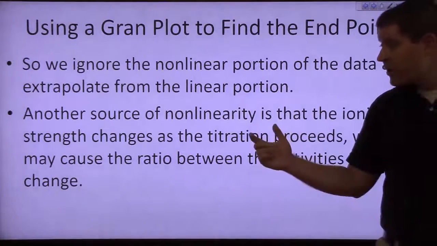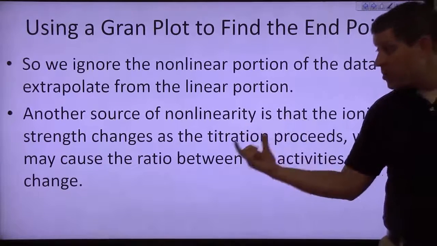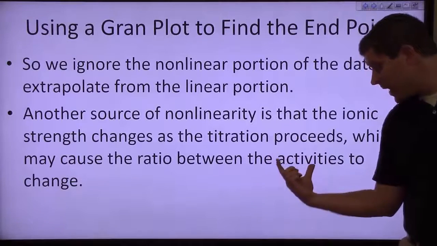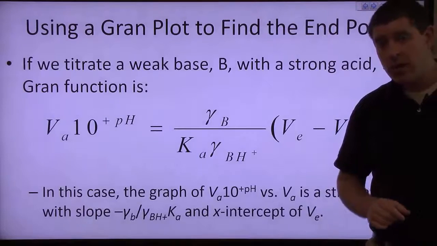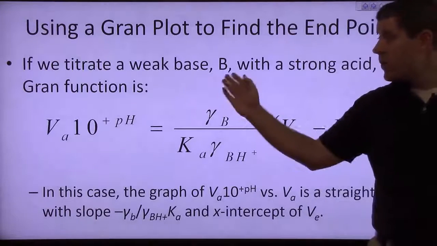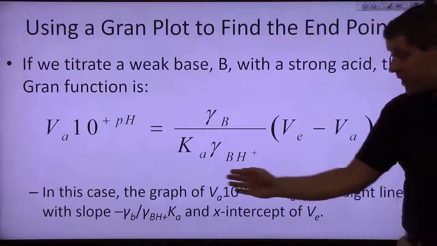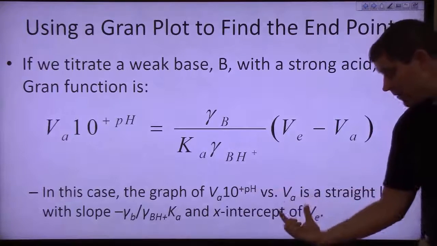Now, another complication is that another source of nonlinearity is that the ionic strength will change as the titration proceeds, which then may cause the ratio between the activities to change. Now that was for the titration of a weak acid with a strong base. If we do the opposite and we titrate a weak base with a strong acid, the Gran function then looks like this.